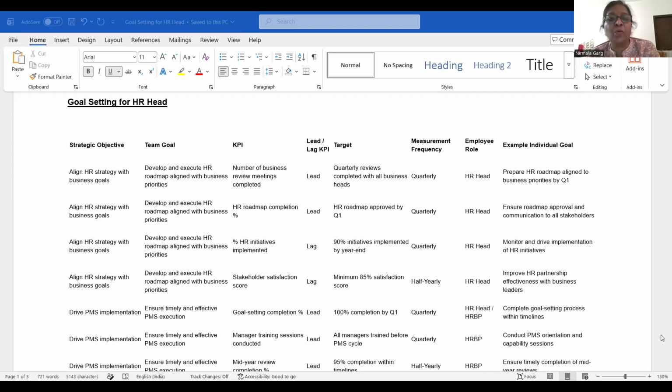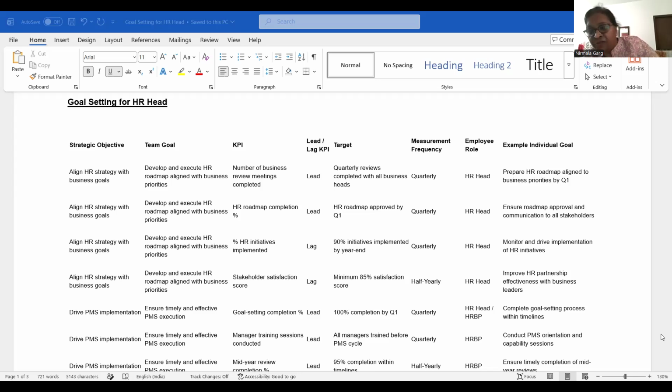But yes, so the quarterly target will be quarterly reviews completed with all business heads. That is your target. Means you have to do business meetings, business reviews with all the business heads, so that it will lead to what? It will lead to quarterly reviews. That is the lag, which in turn will lead to also preparing an HR roadmap.